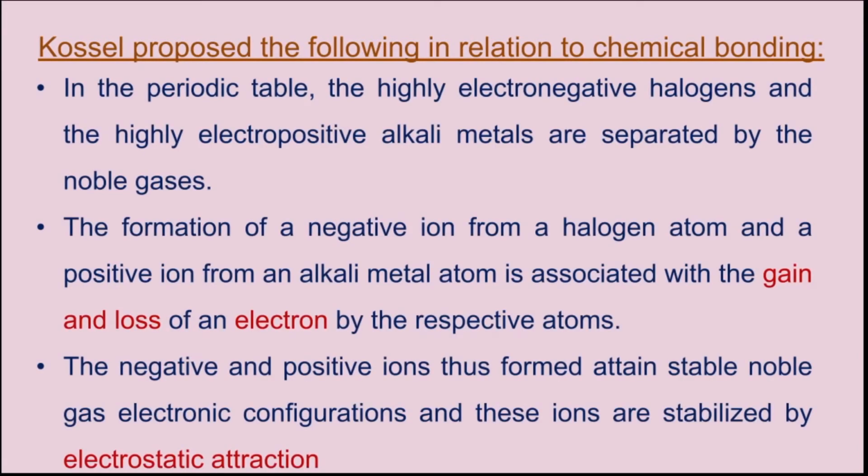Kossel proposed the following in relation to chemical bonding. In the periodic table, the highly electronegative halogens and the highly electropositive alkali metals are separated by the noble gases. The formation of a negative ion from a halogen atom and a positive ion from an alkali metal atom is associated with the gain and loss of an electron by the respective atoms. The negative and positive ions thus formed attain stable noble gas electronic configurations, and these ions are stabilized by electrostatic attraction.